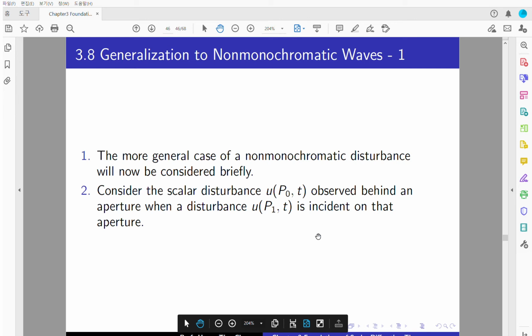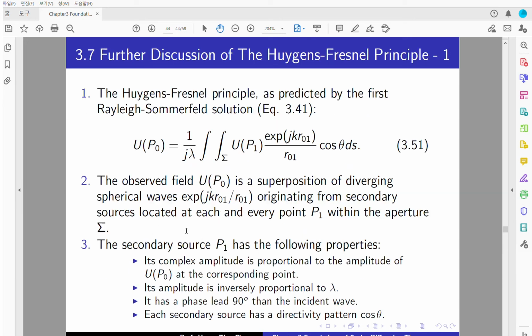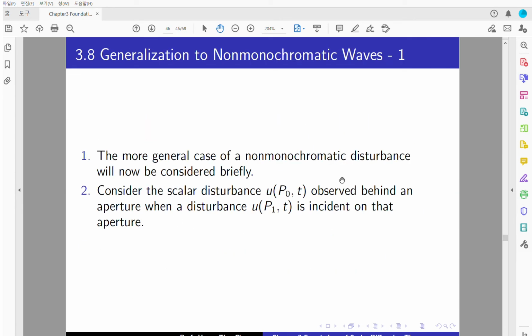And then what we are going to do in this section is the homogeneous case of non-monochromatic waves. That means there is an additional frequency component. Okay, consider the scalar disturbance. Now we have a function of time, observed behind the aperture when the disturbance U(P1) is instantaneous on that aperture.